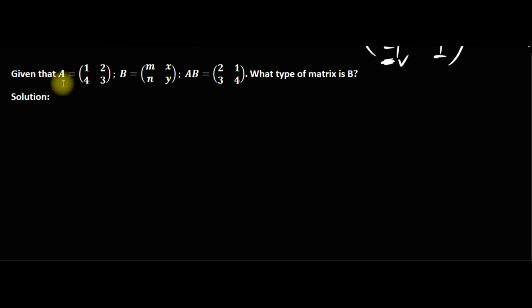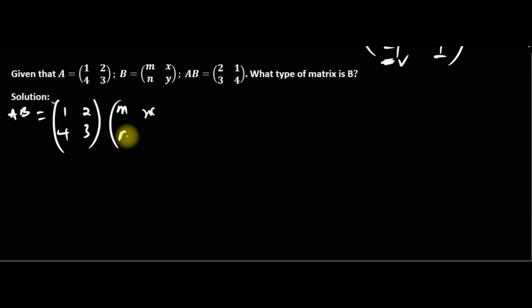So given that A is this and B is that, AB is this, what type of matrix? So let's find the product AB. AB is now [1, 2; 4, 3] times [m, x; n, y], which must give us [2, 1; 3, 4].